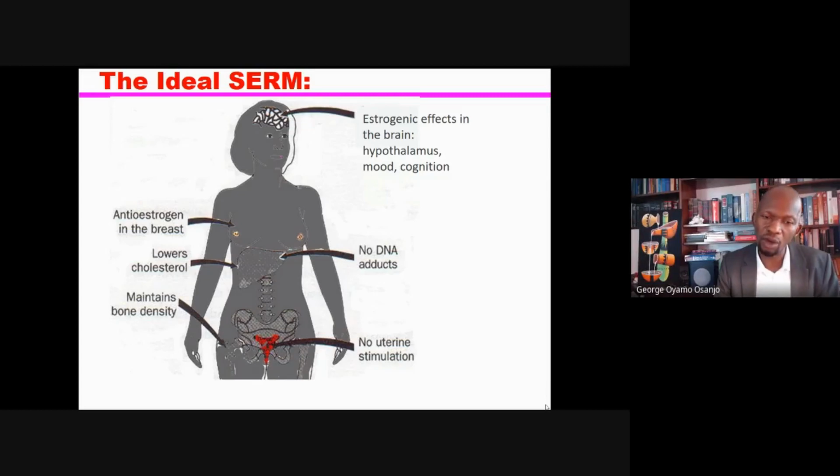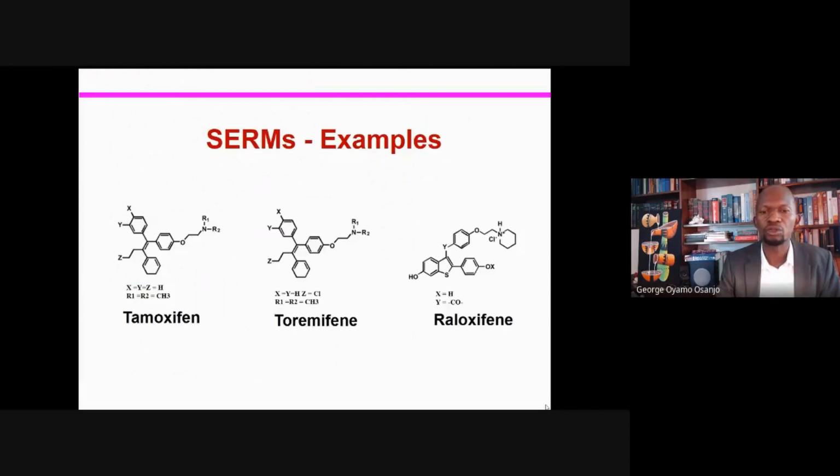So there's really no ideal SERM. We look at a selection of SERMs that are on the market. There's none that is completely ideal. The examples of SERMs include tamoxifen, which is a very popular drug in management of breast cancer, toremifene, which is very similar to tamoxifen in structure. The only difference actually is a chlorine atom, you see the one marked Z, and raloxifene.